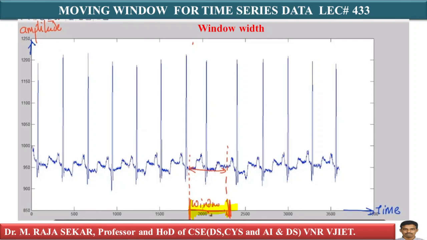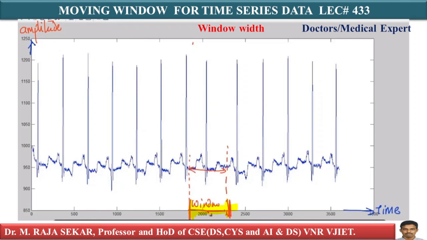What is the right window width? The correct window width depends on the application. Looking at ECG data or medical data, you should always sit with a medical expert, because doctors have already learned ways of interpreting this data. We need to learn from them and what they look for.